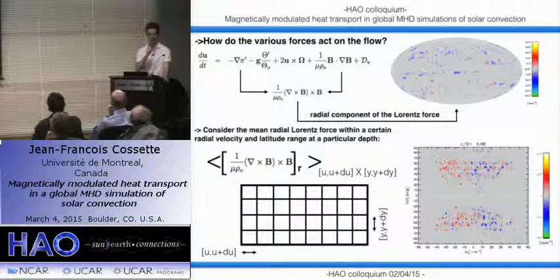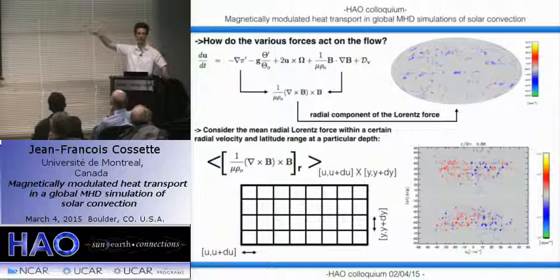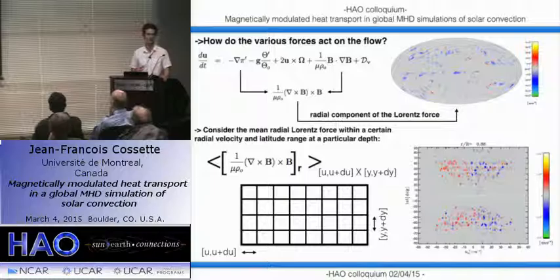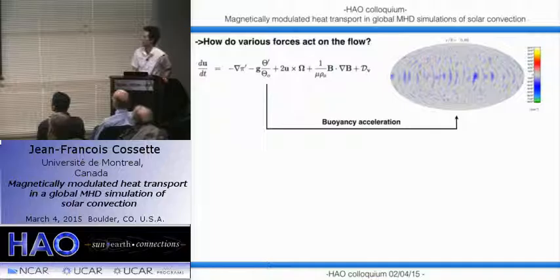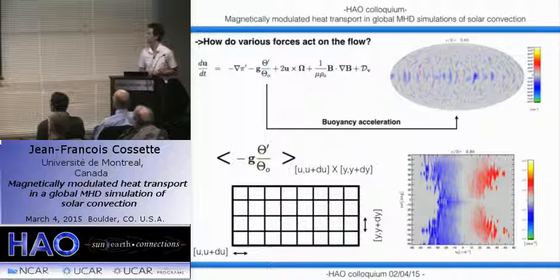That's a snapshot. That's actually this picture, this small projection. I just took this snapshot, and I performed this type of average over a certain velocity range and certain latitude range. There's no question of depth here. It's only on a spherical surface, a spherical shell.